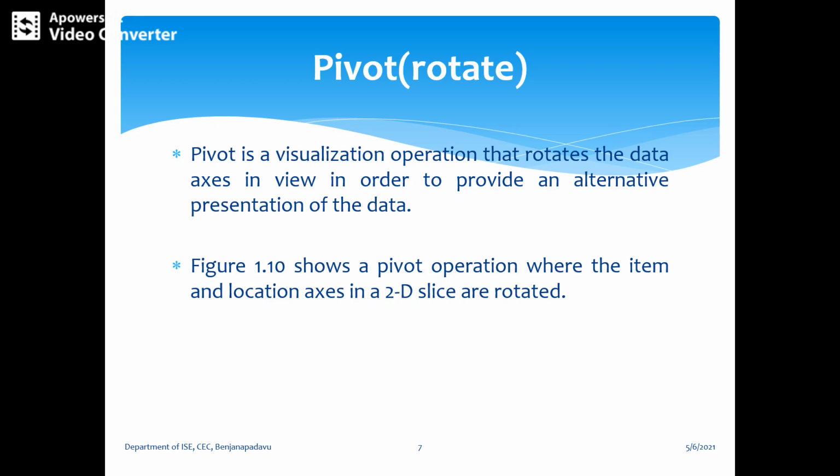Other examples include rotating axes in a 3D cube, or transforming a 3D cube into a series of two-dimensional planes. When you pivot or rotate a 3D cube, the 3D cube can be made into a 2D slice or 2D table, where we can get all the details of the 3D result in a series of 2D planes. That is possible.